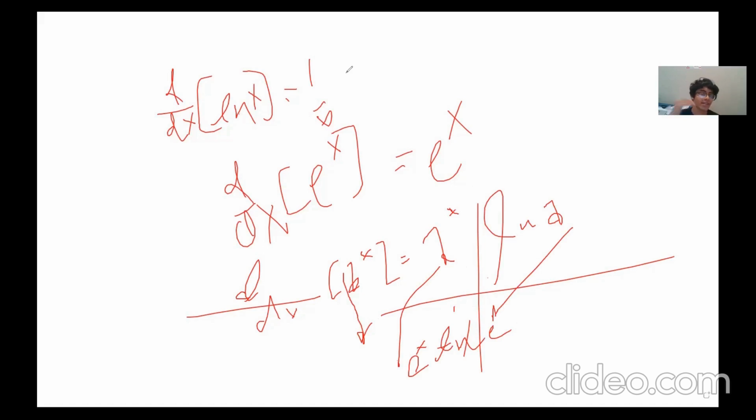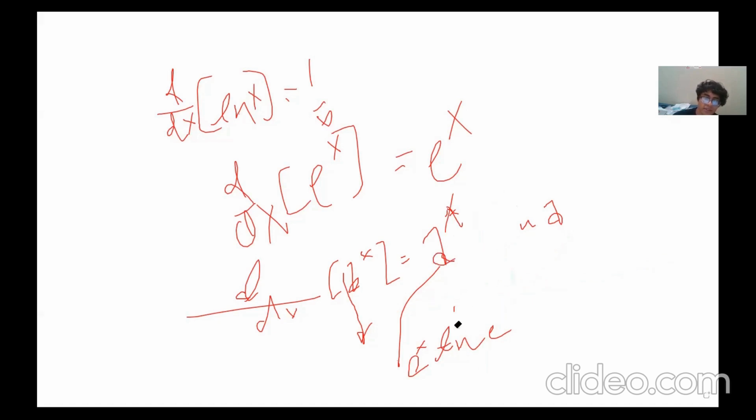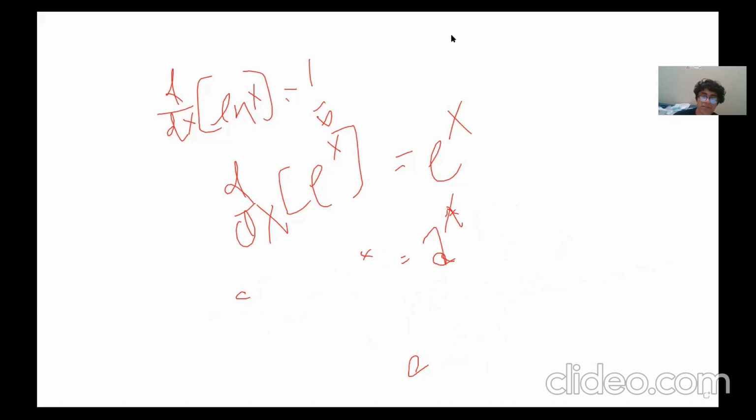For 1 over x, you just have the natural log of a at the bottom because a is a constant in that case, and natural log of a would be a constant. And here, again, in this case, a^x times natural log of a. Same kind of idea. It is just another natural log of a. That's how I generalize and remember those very niche formulas.